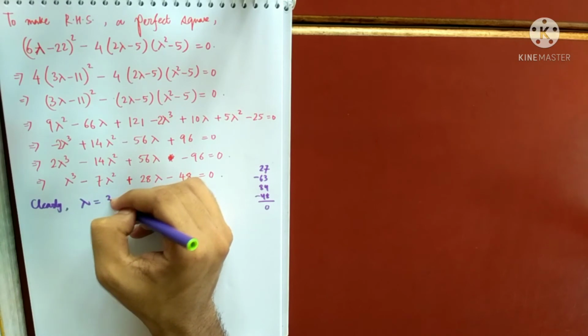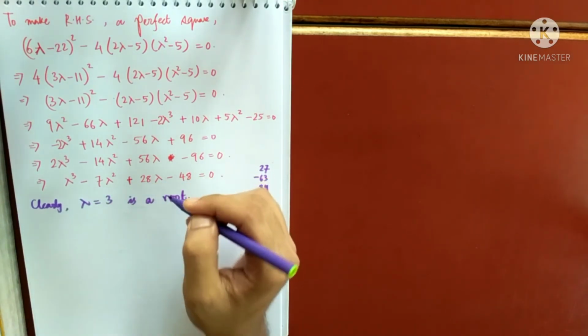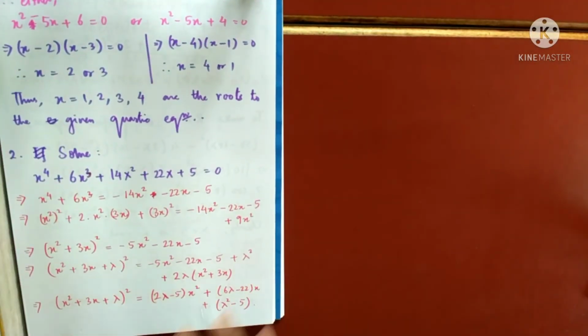Lambda equals to 3 is a root, so this you have to determine either by some method or using the hit and trial method. You will put 1, minus 1, 2, minus 2, 3, minus 3 and so on, and you will get some idea about the root. So here what I am getting, lambda equals to 3 is a root. So let's recall 1. So what was 1? So this equation was 1, last one.